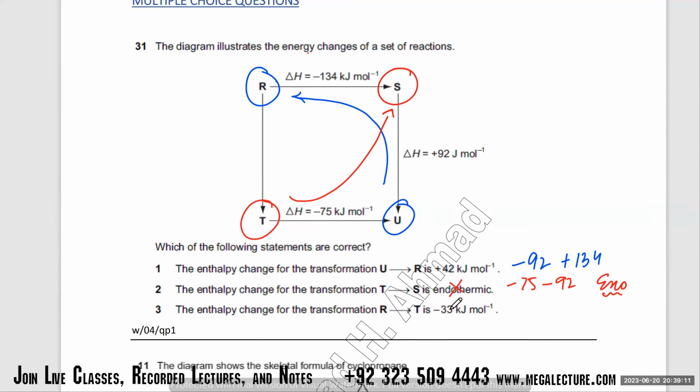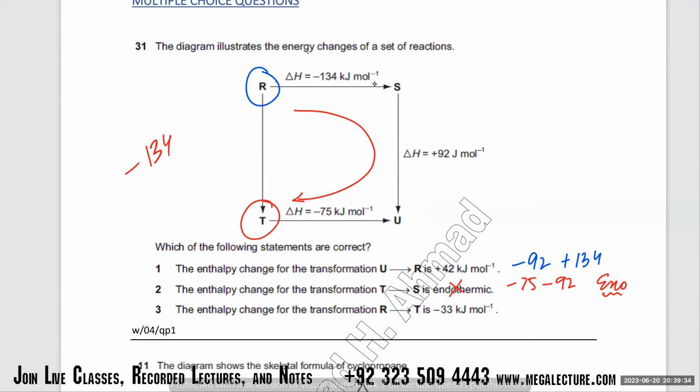Last one is R to T is minus 33. R to T, you can't go directly because you don't know what this is, so you go indirectly, this path. R to T is going to be minus 134, then plus 92, and then this arrow has to go in the opposite direction, so that's plus 75. So is it coming out to be minus 33? It's coming out to be plus 33, not minus 33.